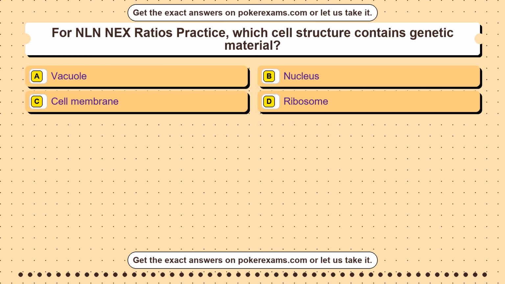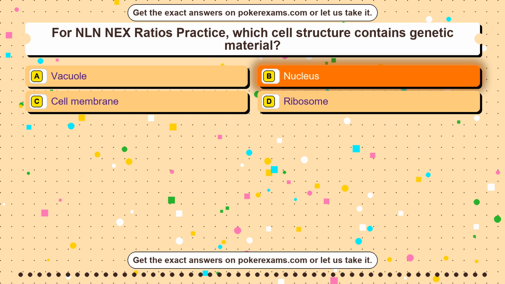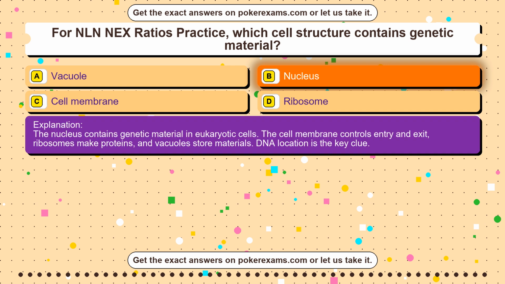Question 12. For NLN NEX Ratios Practice, which cell structure contains genetic material? Option A, vacuole. Option B, nucleus. Option C, cell membrane. Option D, ribosome. The correct answer is option B, nucleus. The nucleus contains genetic material in eukaryotic cells. The cell membrane controls entry and exit, ribosomes make proteins, and vacuoles store materials. DNA location is the key clue.